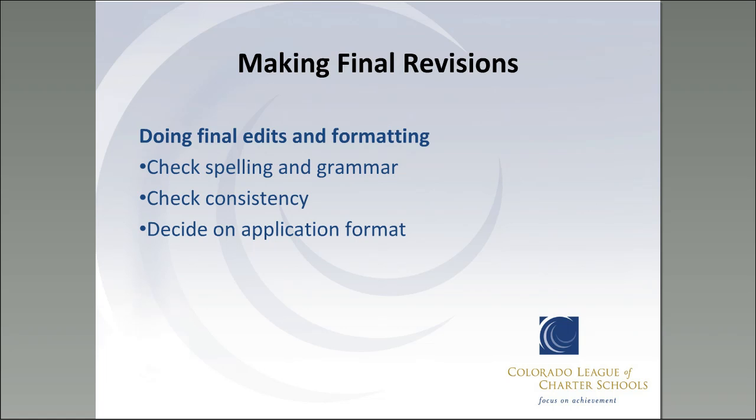Ask if anyone is good at proofreading. We had one of our volunteers who used to work in the political sector, and she would proofread speeches. So I was like, you're proofreading our charter application. So she did that, and really check on your consistency, and decide on that application format and make sure all of your pages are formatted appropriately.